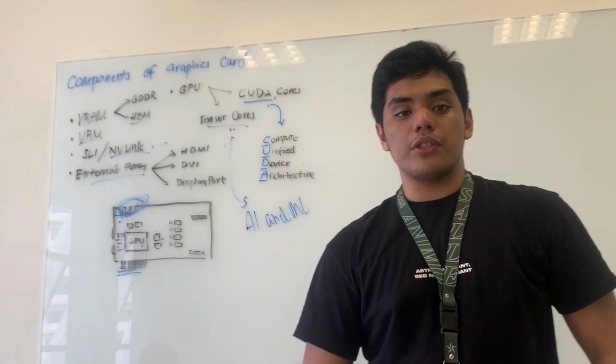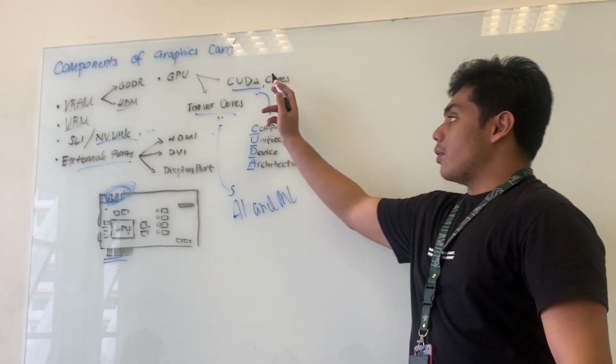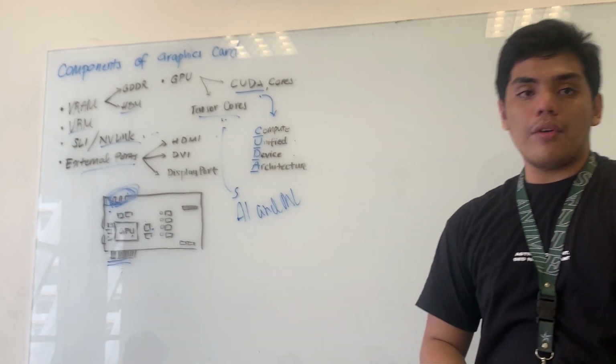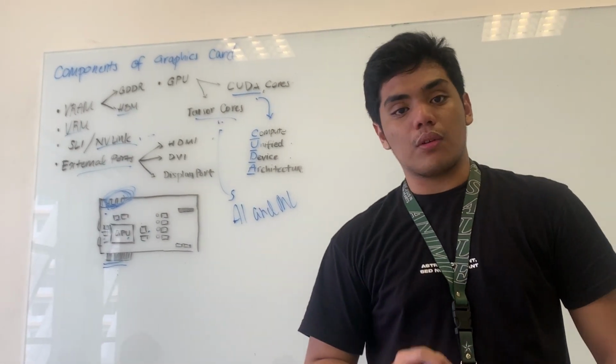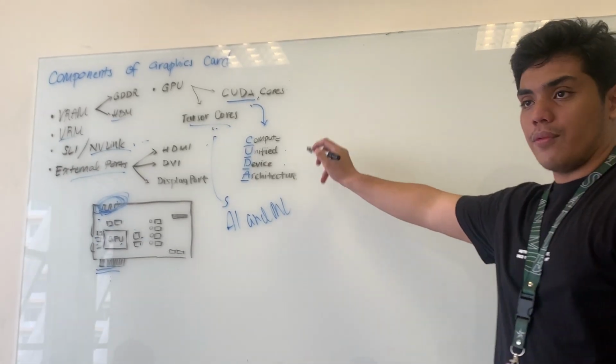We have previously mentioned that we can find two types of cores in the NVIDIA GPU: first, the CUDA cores, and second, the tensor cores. But how exactly can we take advantage of these cores? Kaya meron tayo CUDA platform.